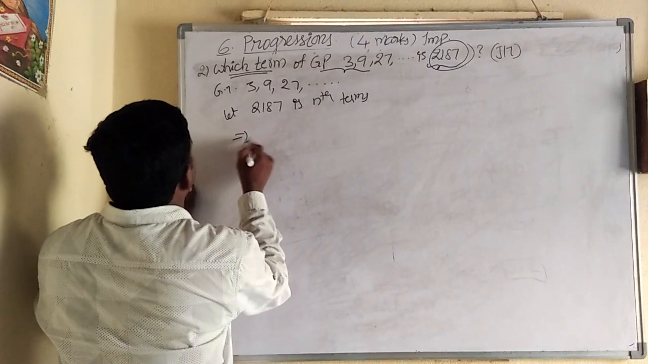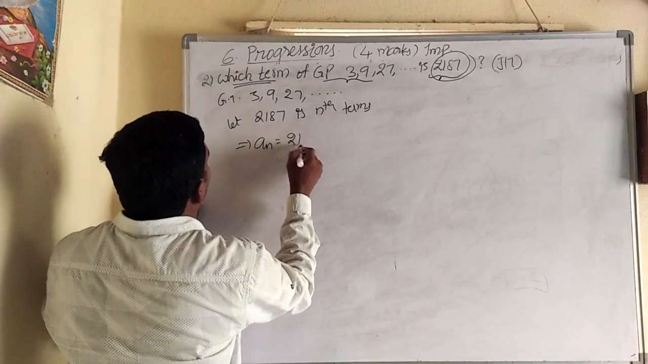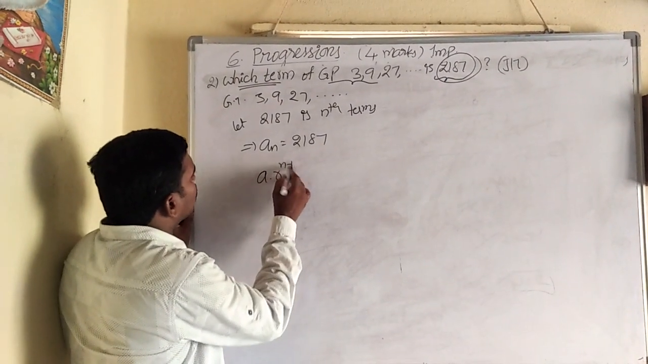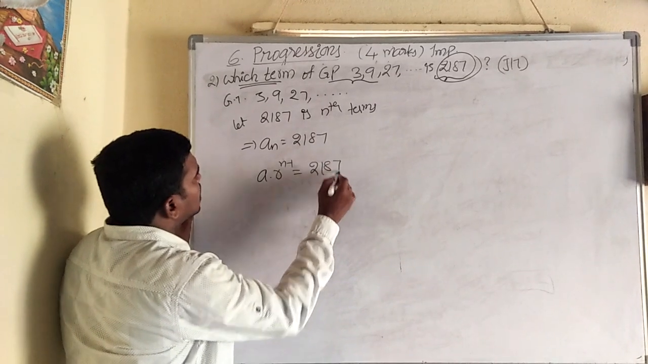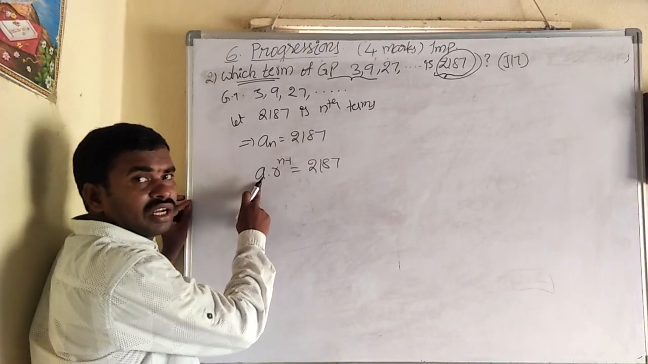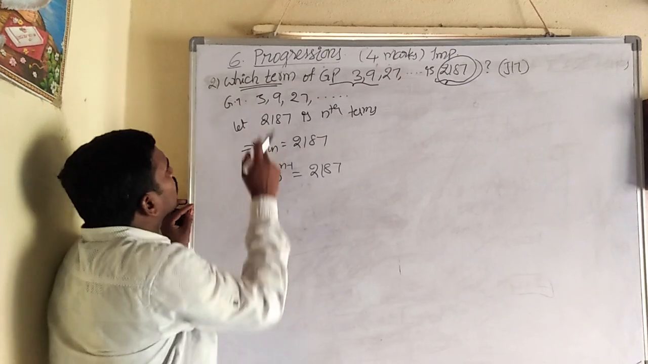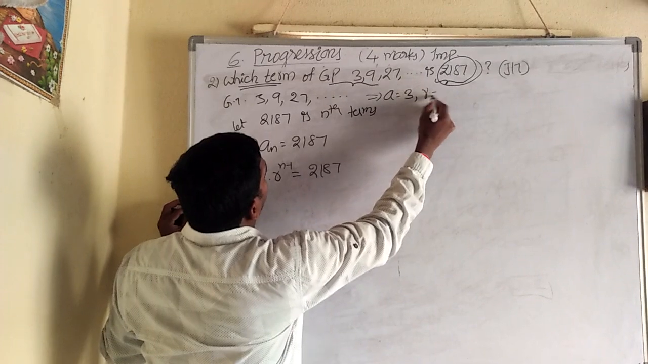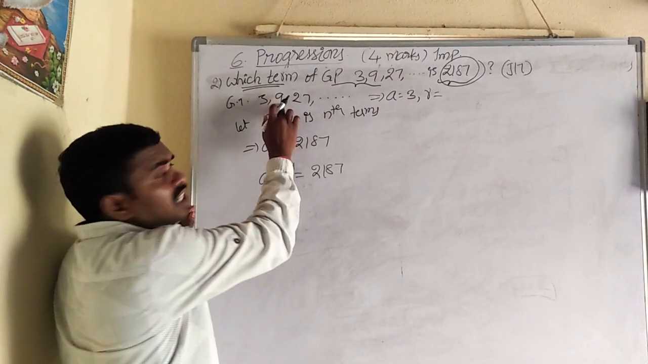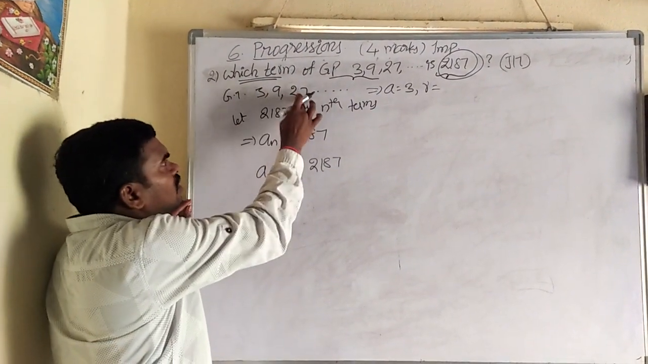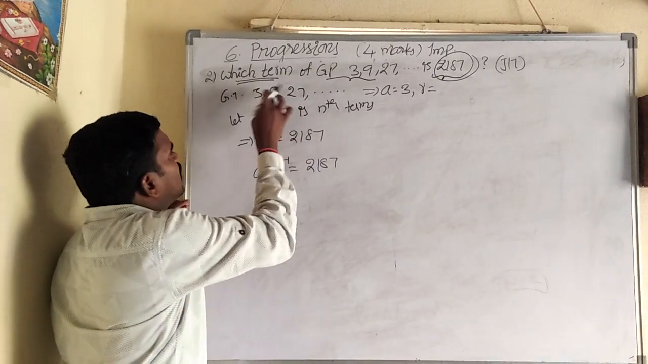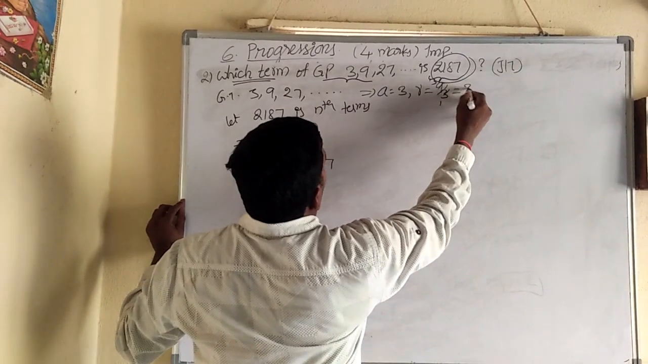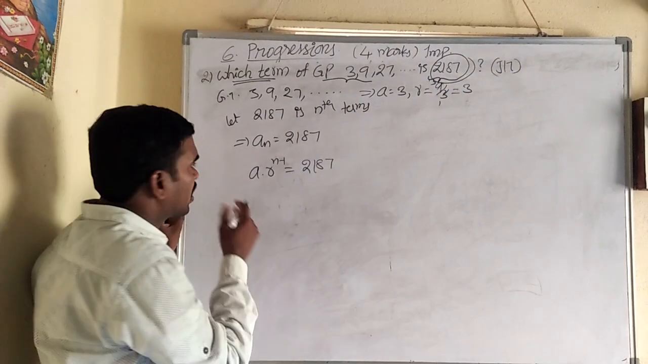So that implies a n equal to 2187. a n means what? a r to the power n minus 1 is equal to 2187. Here a means the first term. So here I am writing a equal to the first term, and the common ratio r equals the second term by the first term, or the third term by the second term. Anything. I am taking second by first, 9 by 3. How much? 3 ones are 3, 3 threes are 9. The r value is also 3. Okay.